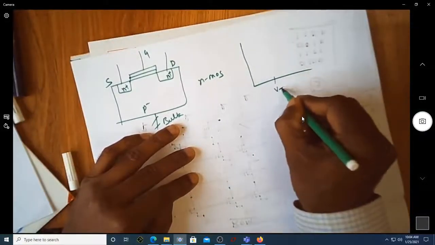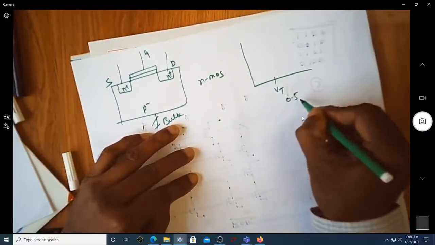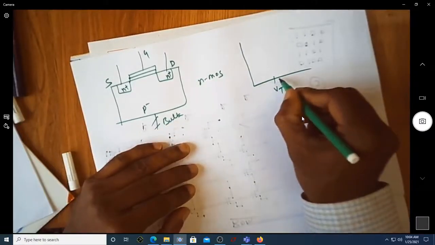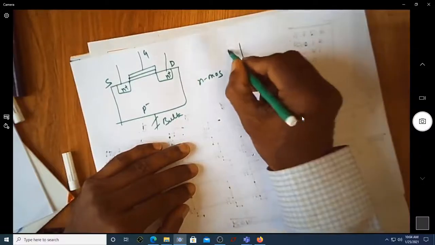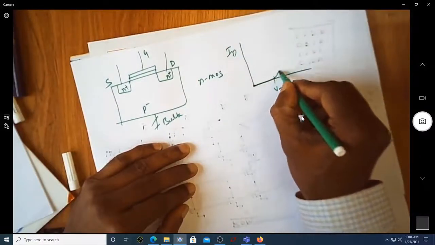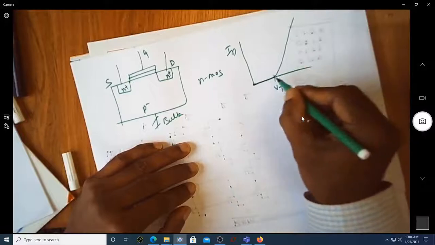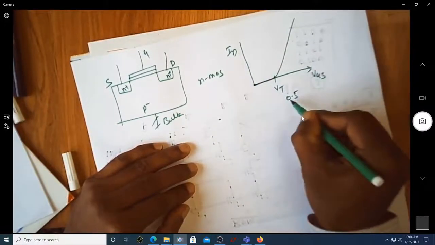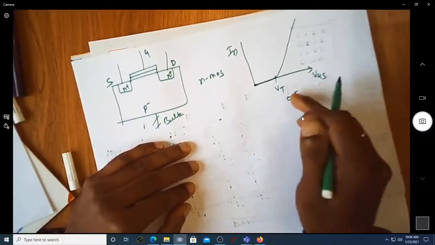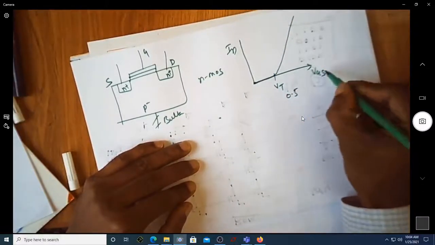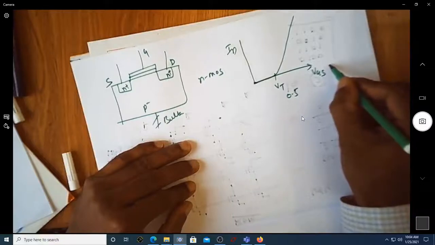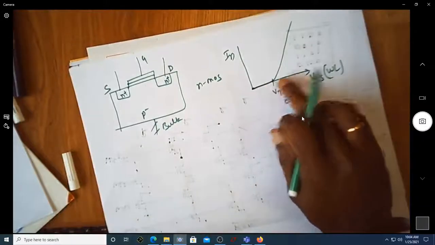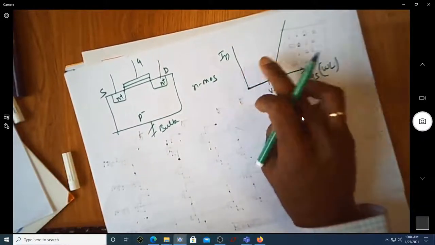Suppose VT is around 0.5 or 0.4 volts. If the input voltage exceeds 0.5, then the drain current flows, and we say that the transistor is on for voltages anything beyond 0.5. So if the value of VGS is more than 0.5, the MOSFET is said to be on. This VGS is nothing but the word line voltage. If the word line voltage is beyond 0.5, then the transistor conducts.